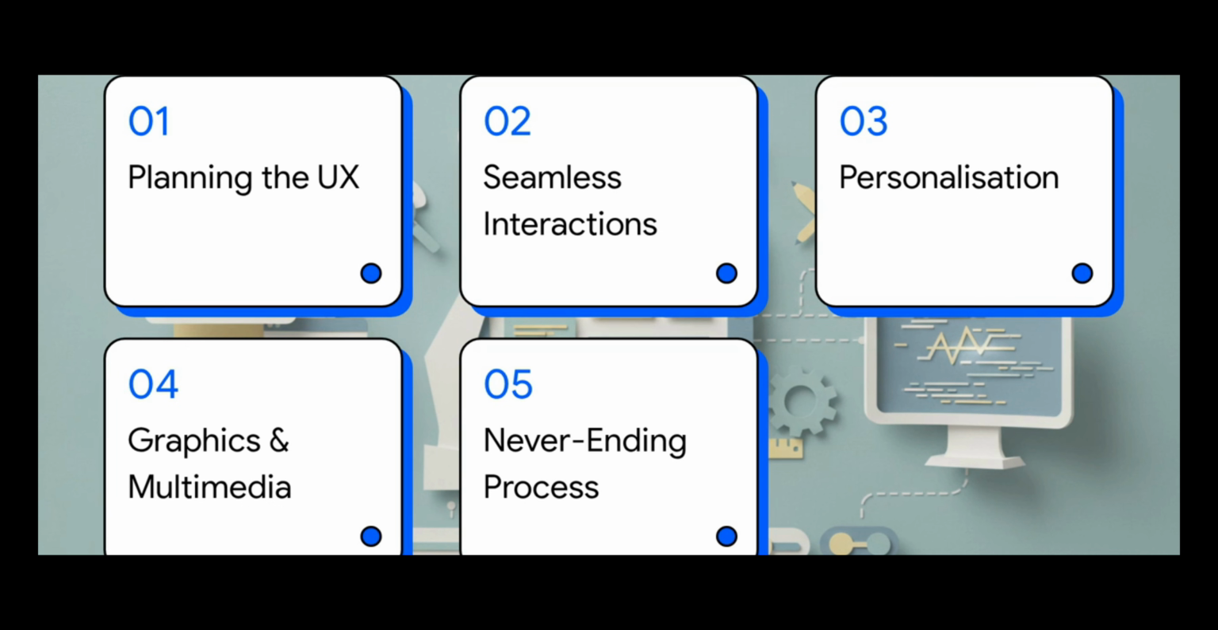So, digital nightmares, we're going to follow the journey of a screen through 5 critical UI development phases. 1. Planning the user experience. 2. Designing seamless interactions. 3. Personalization and customization. 4. Graphics and multimedia. And 5. The never-ending process.